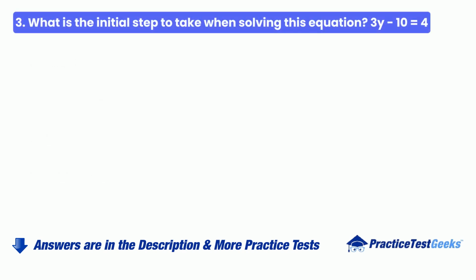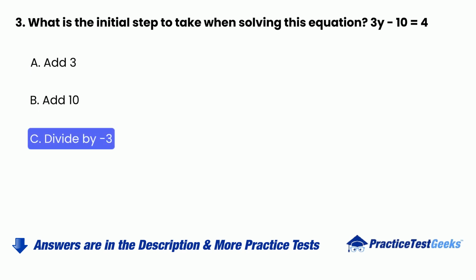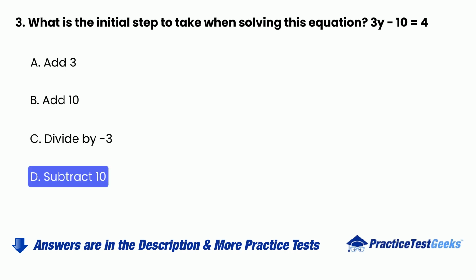3. What is the initial step to take when solving this equation? 3y subtracted by 10 is equal to 4. A. Add 3. B. Add 10. C. Divide by negative 3. D. Subtract 10.